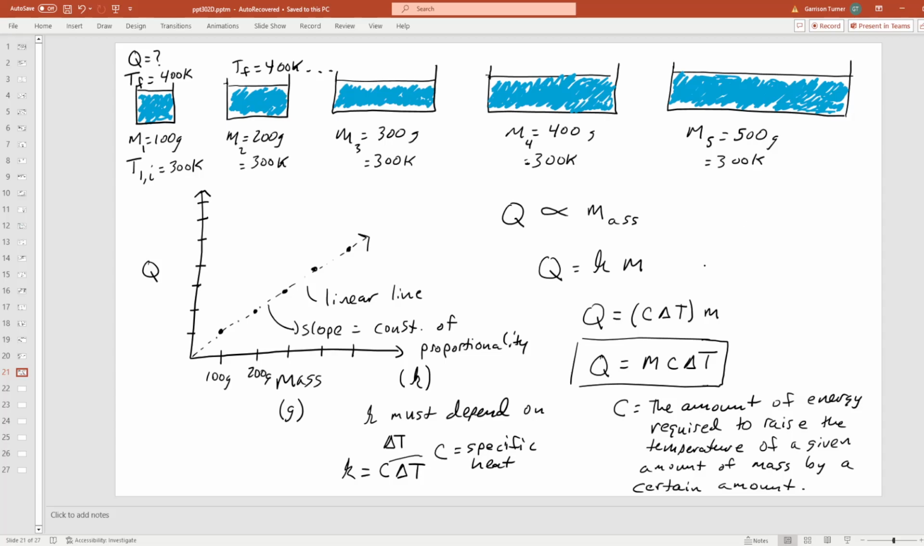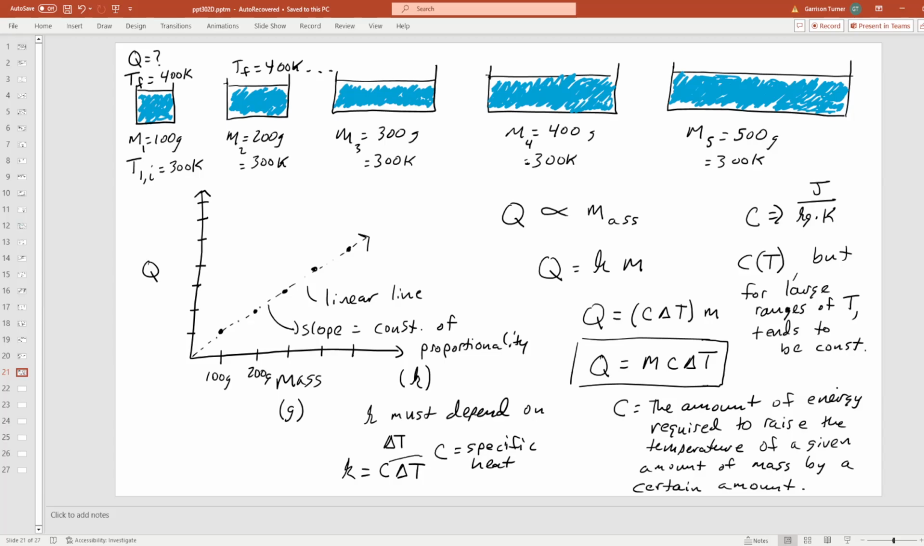Okay. So C must have units of joules per kilogram per degree Kelvin. Now, I really should specify that C is actually temperature dependent. Okay. C is actually a function of T, but for large ranges of T, this tends to be more or less constant. So for most purposes, we take the specific heat of a substance to be constant.